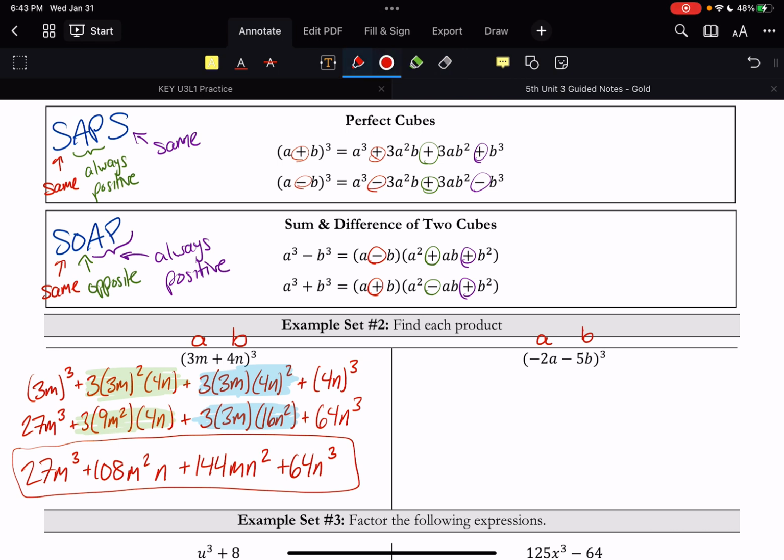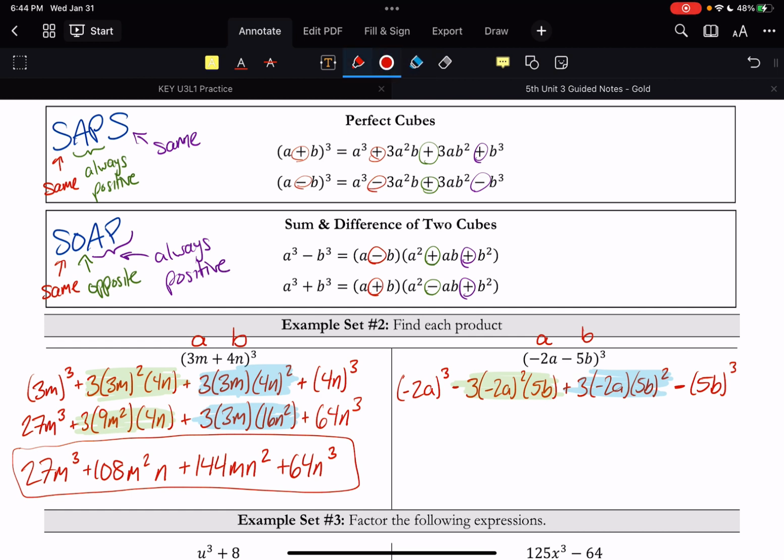So my a value, so I have negative 2a quantity cubed minus 3 times negative 2a quantity squared times 5b plus 3 times a, negative 2a times 5b squared, minus 5b quantity cubed. Again, I have these two middle terms, so I'm going to have to watch the multiplication on that and applying the exponent rules.